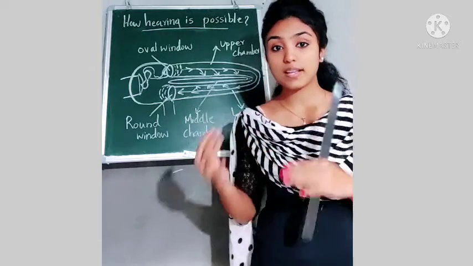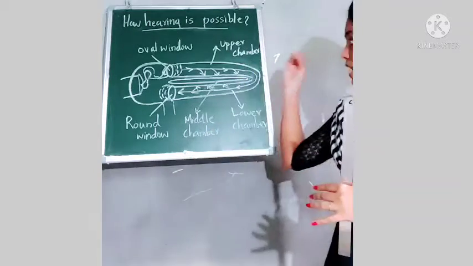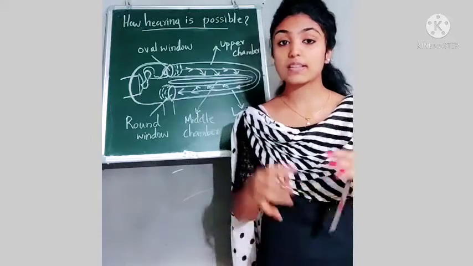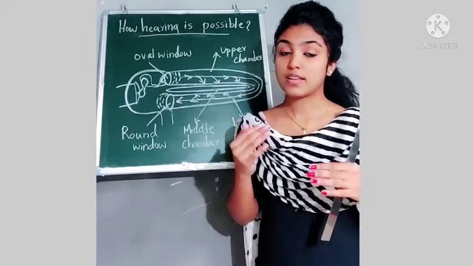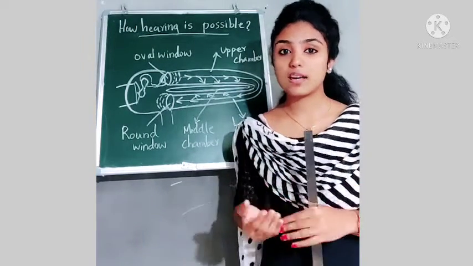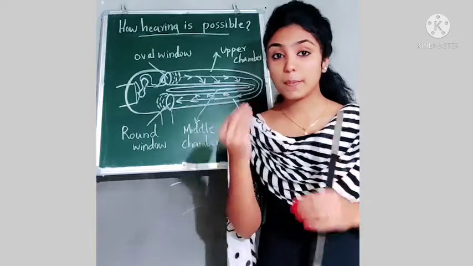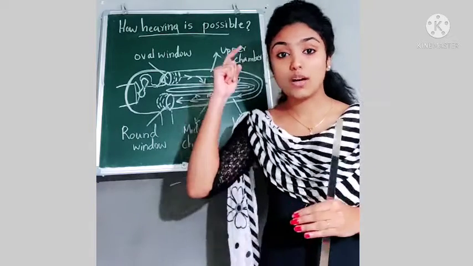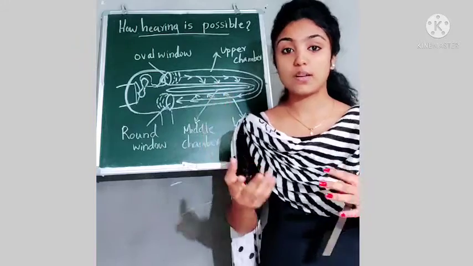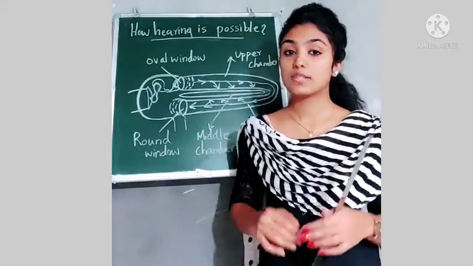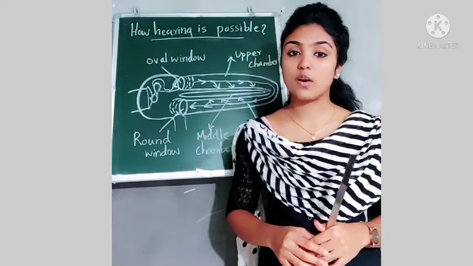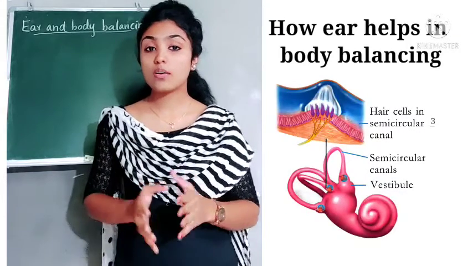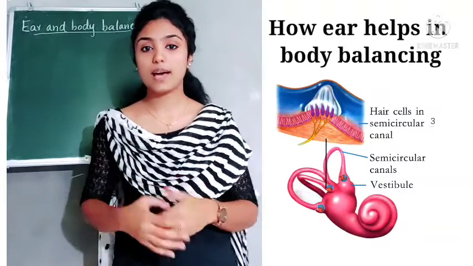When these fluids move, we know that there is a membrane which consists of specialized sensory hair cells. With the help of the movement of fluids, the sensory hair cells get stimulated, and as a result impulses are generated. Then these impulses get transmitted through the auditory nerve to our cerebrum, and as a result we can hear the sound. So this is the entire process of hearing. Now we shall learn how our ear helps in body balancing.